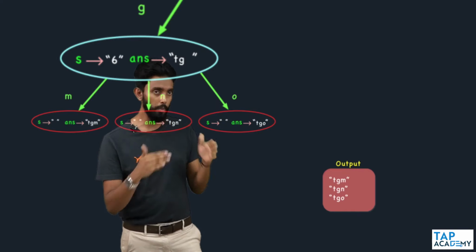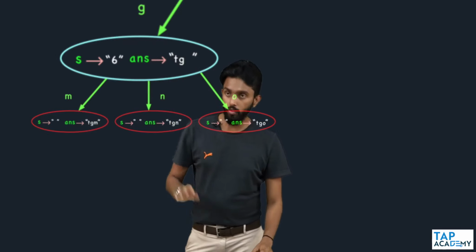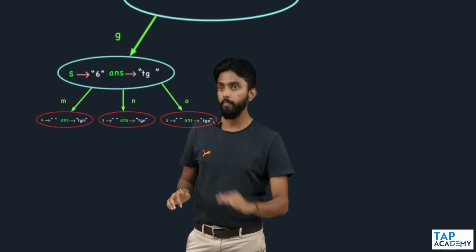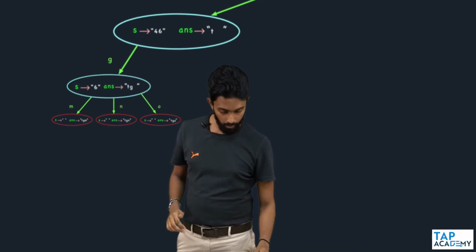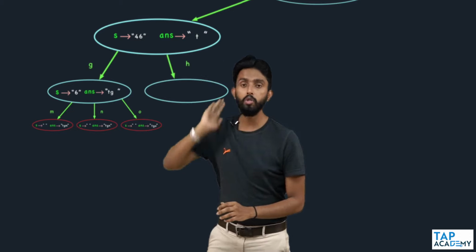We can choose whichever option. So 3 combinations I've got. Return. All the calls are over. Return. Come back one step ahead. Now you solve for G. Now it comes to H.